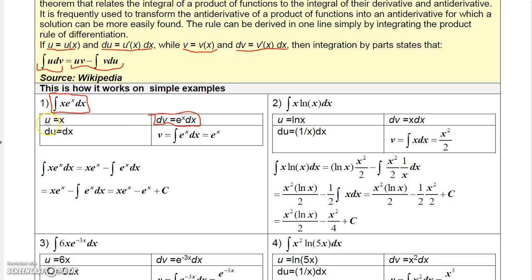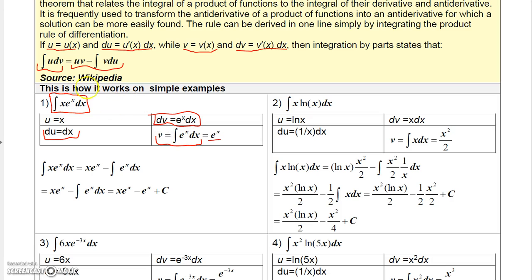Then if u is x, du would just be the derivative of that times dx, so that'd just be 1 dx. And if dv is e to the x dx, you know that v would just be the integral of this. So to get v, we would integrate this, and when you integrate e to the x dx, you get e to the x.